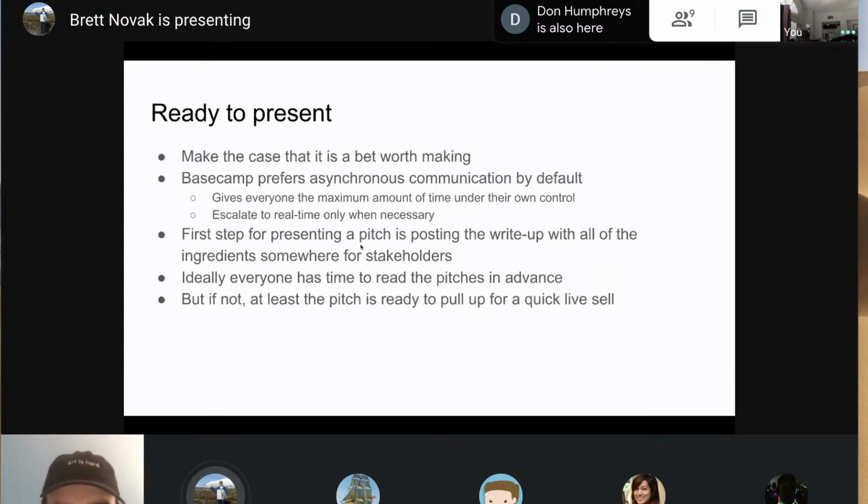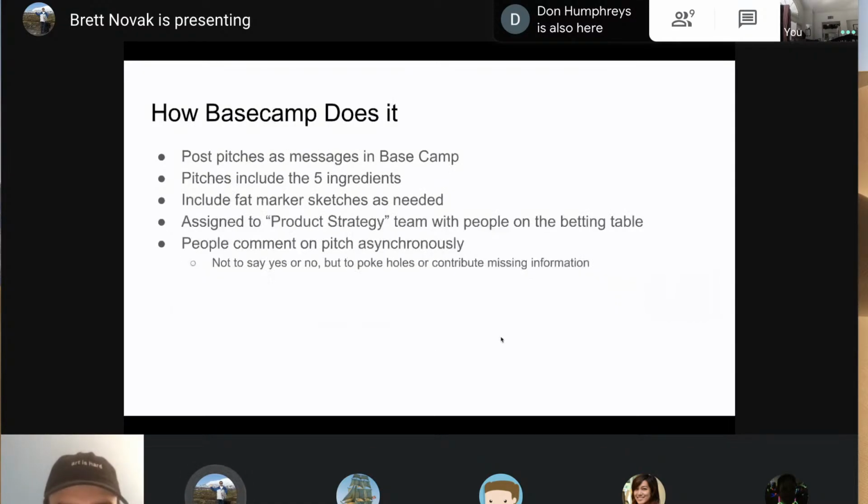So yeah, they do the write-up and they put it somewhere for stakeholders to review. Ideally, everyone has time to read the pitches in advance, but if not, at least you have something that you can pull up in a quick live sell. And how Basecamp does it is they post pitches as messages in Basecamp. They have a specific category. They include the 5 ingredients. They include fat marker sketches as needed.